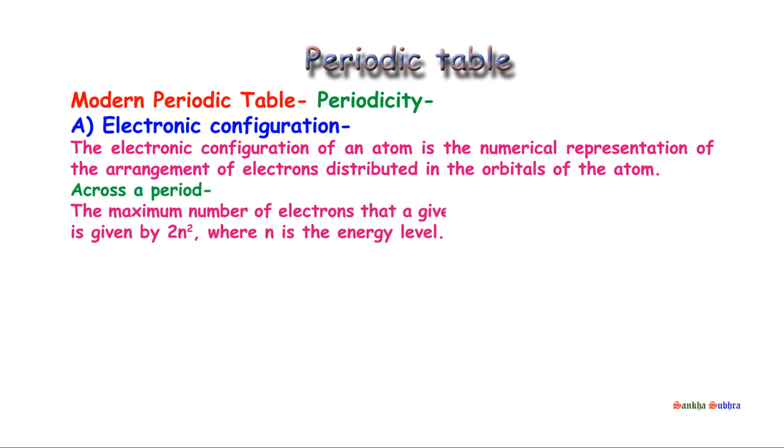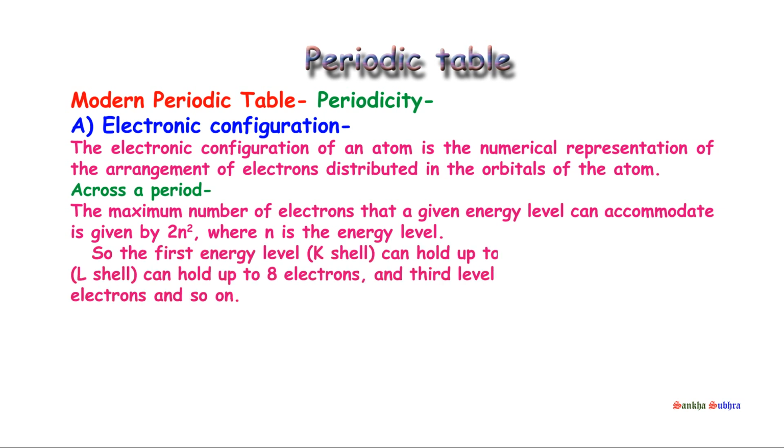Now, if we try to realize the electronic configuration across a period, then the maximum electrons that can be contained by an energy level is 2n squared, where n is the energy level. If we move to the first shell, K, then n will be 1. As a result, this will be 2. As a result, the first period contains only 2 elements.